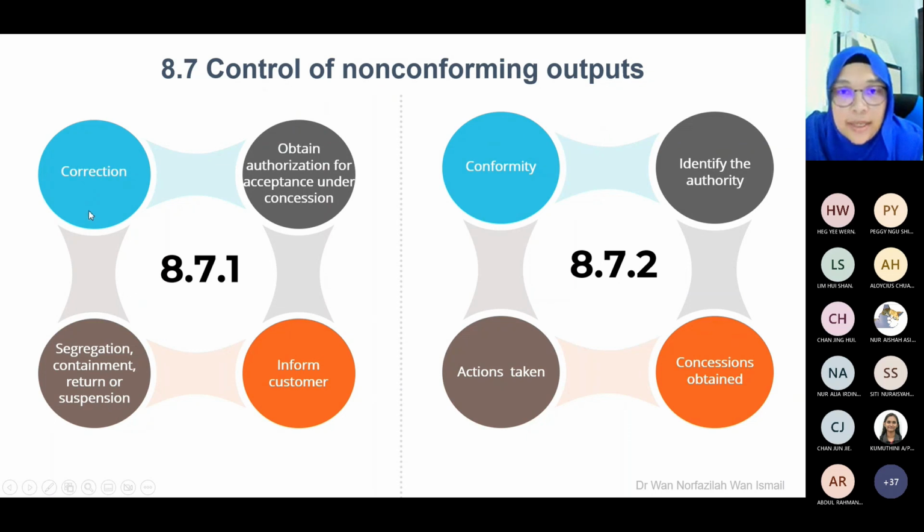Non-conforming, after you have done the correction, now you already conform with the requirements. So then identify the authority who is going to verify whether it is conforming or not. Concession obtained, then what is the next action? Are you going to deliver to your customer, or your customer will come and take the report because he is afraid the same thing will happen again? Who is going to deliver the reports? That one is under actions taken.